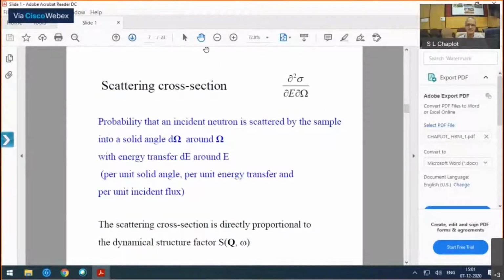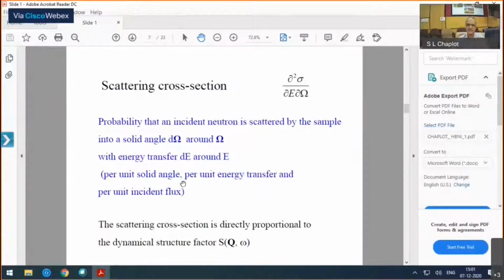The scattering cross-section now is a function of four variables: three variables of the solid angle in which the neutron is scattered, and the energy. So this essentially gives the probability that an incident neutron is scattered by the sample into a solid angle d omega around omega, and with energy transfer dE around E.